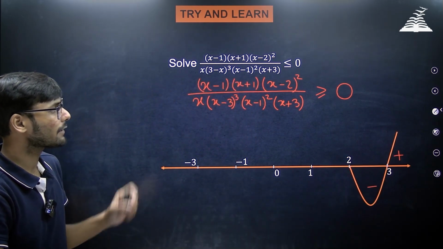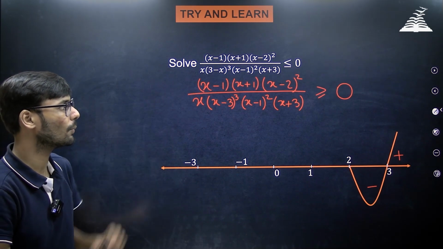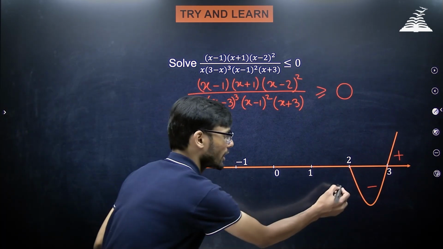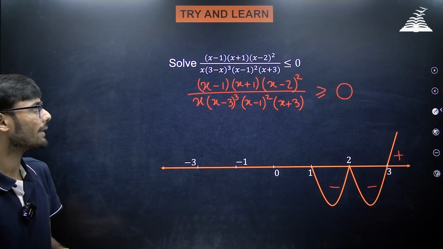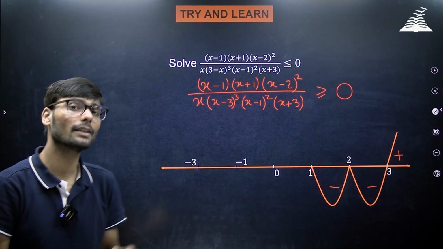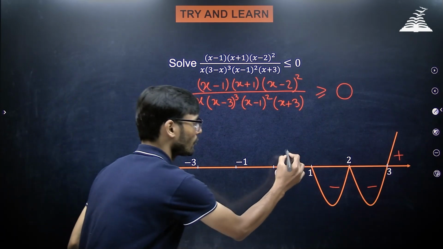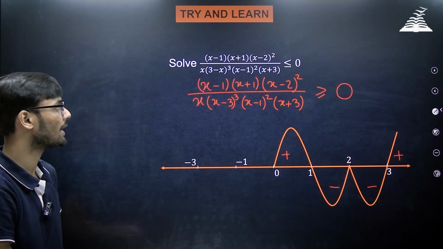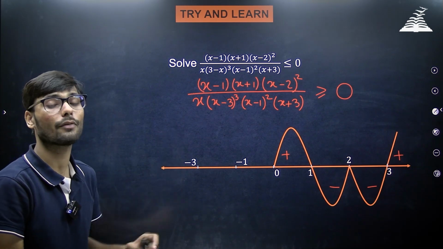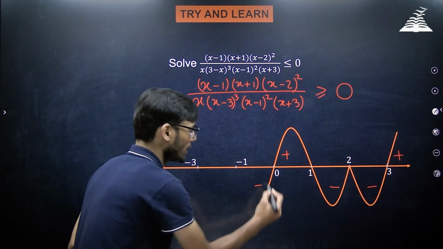What's the power of x minus 2? It is 2. So the sign is not going to change. What's the power of x minus 1? It's 1. So the sign is going to change. It will become positive. What about 0? The power of x is 1, the sign is going to change.